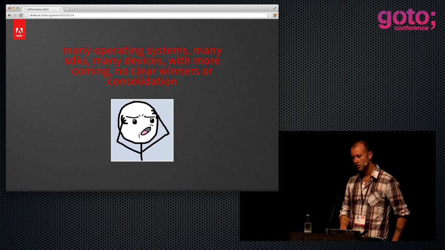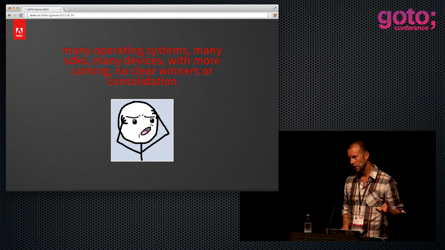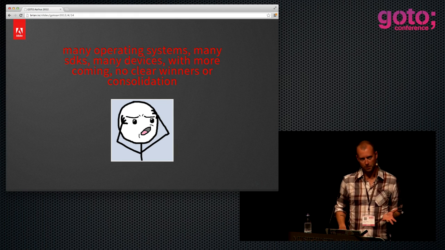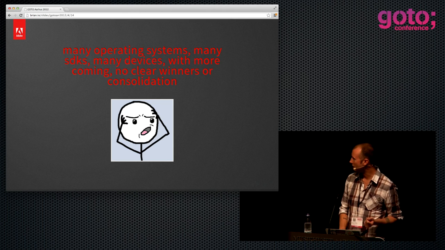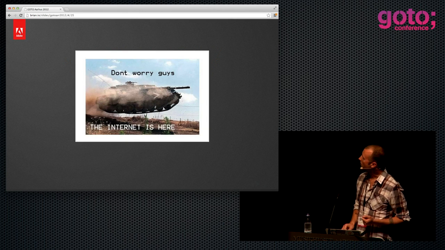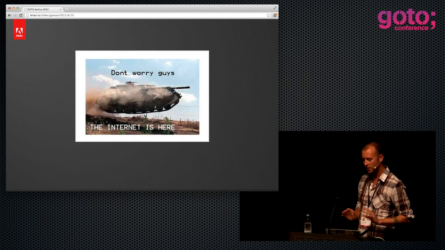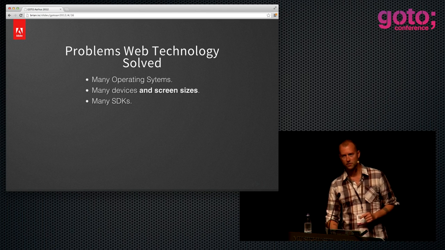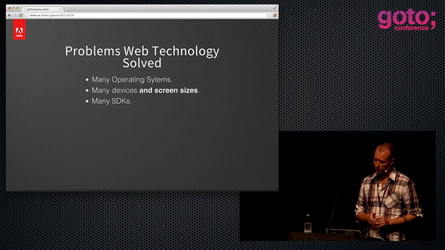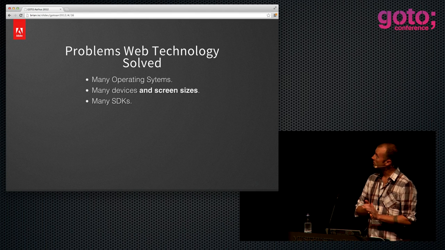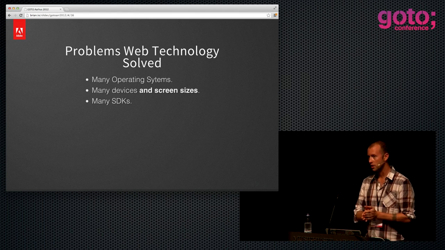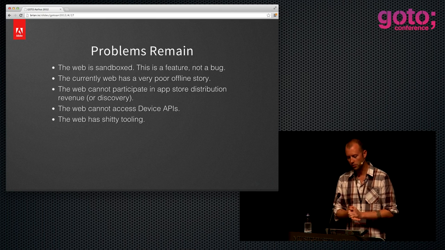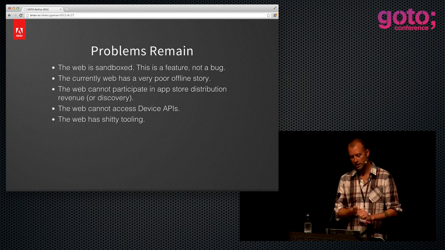What should you do? Our general opinion in the PhoneGap team is that you should just build a web app. You probably shouldn't bother with building even a native application. Web solved operating systems a long time ago. It solved many screen sizes a long time ago, and it solved the SDK issues a long time ago. The only issue that remains right now is that the web is sandboxed. And this is for a good reason. It's not a bad thing that we have a security model for the web. It's probably why it's worked as well as it has.